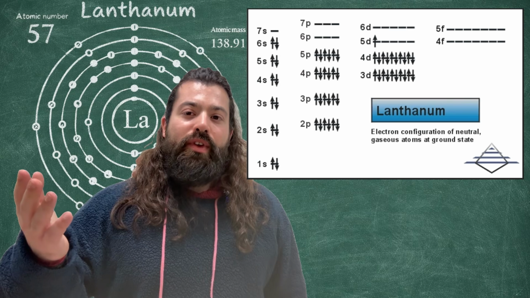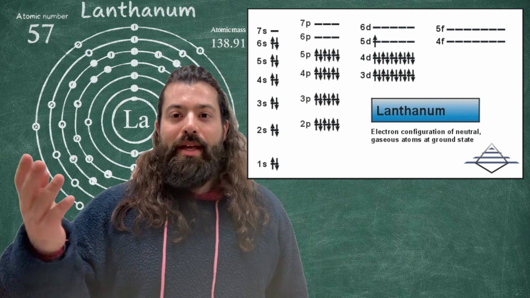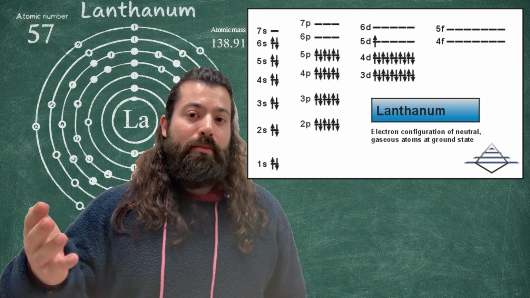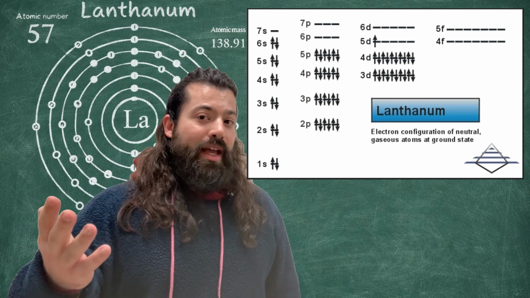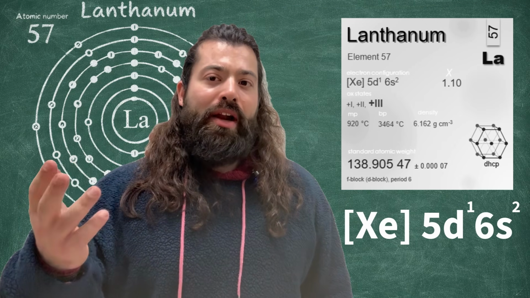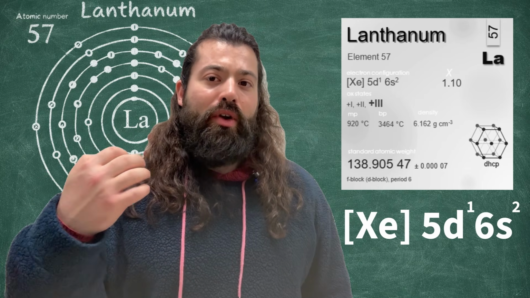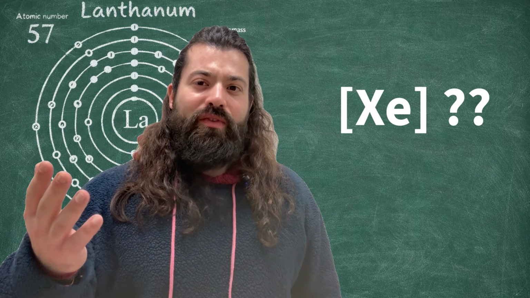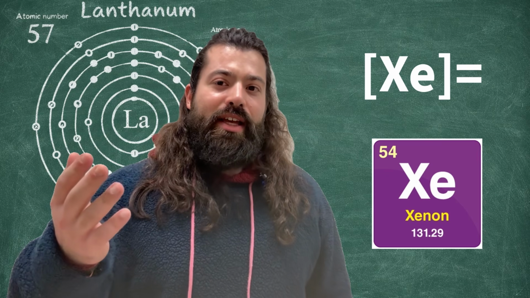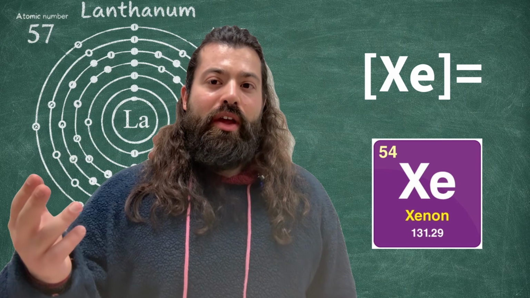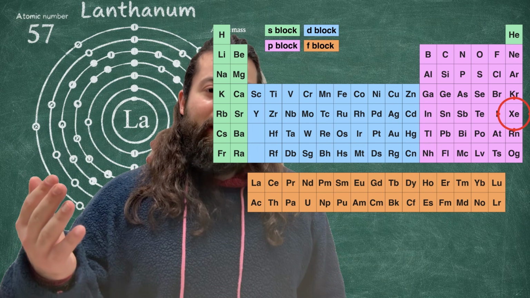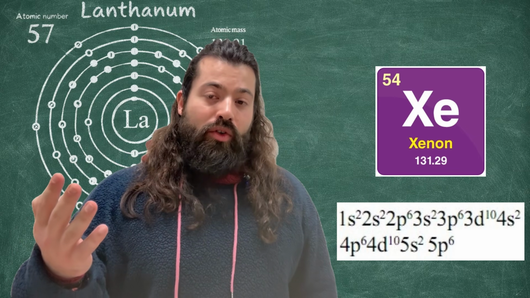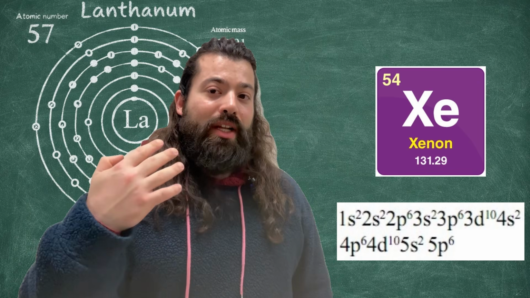The electron configuration of lanthanum, which is the map that helps us visualize how electrons are arranged in the orbitals of the atom, looks like this. For short, the lanthanum electron configuration is symbolized by this. But what does this Xe stand for? Xe is the chemical symbol for xenon, which is a noble gas in the periodic table, and it has an atomic number of 54. The electron configuration of xenon looks like this.